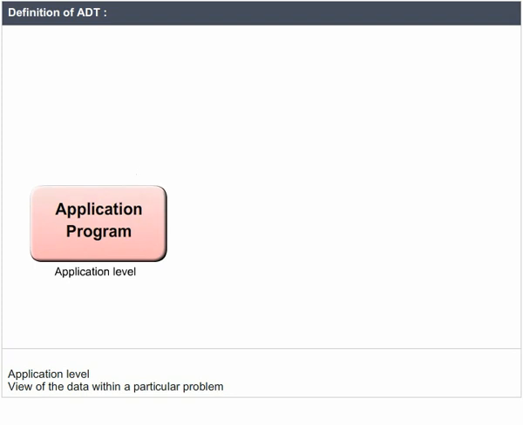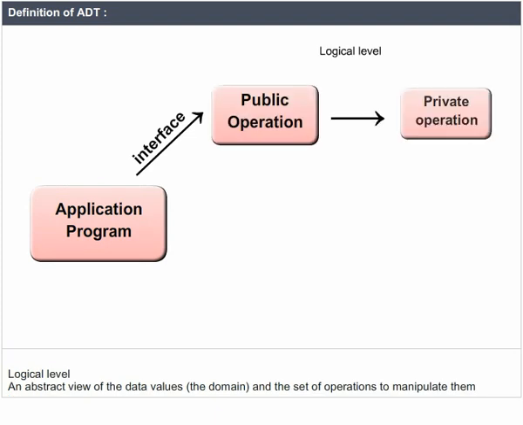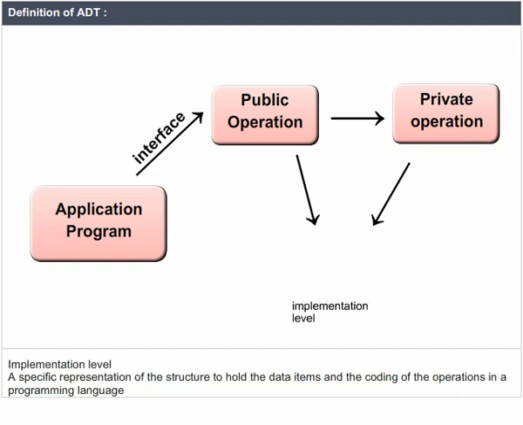In computing, we view data from three perspectives: application level, the view of the data within a particular problem; logical level, an abstract view of the data values, the domain, and the set of operations to manipulate them; implementation level, a specific representation of the structure to hold the data items and the coding of the operations in a programming language.